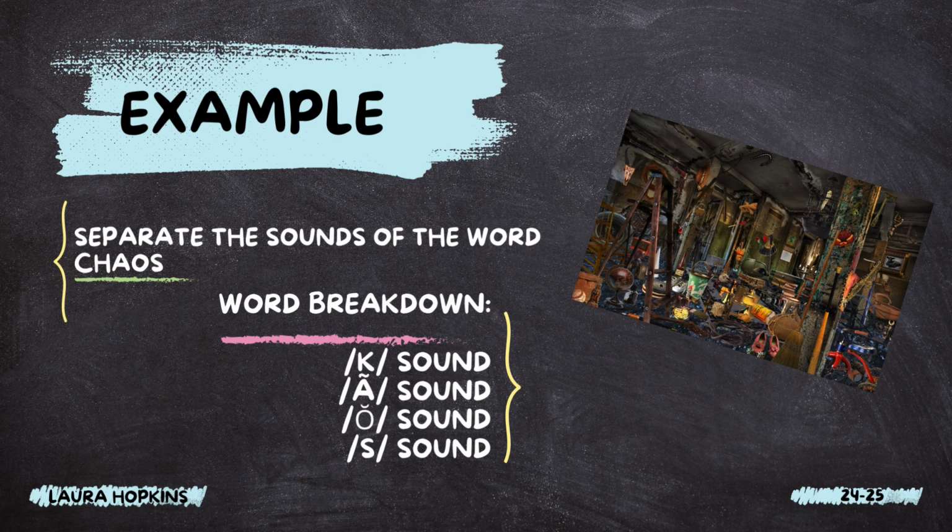Another example is when a student sees the word chaos. He or she should be able to identify and say each sound separately. This means that he or she should be able to say the K sound, the long A sound, the short O sound, and the S sound to another person that makes up the word chaos.